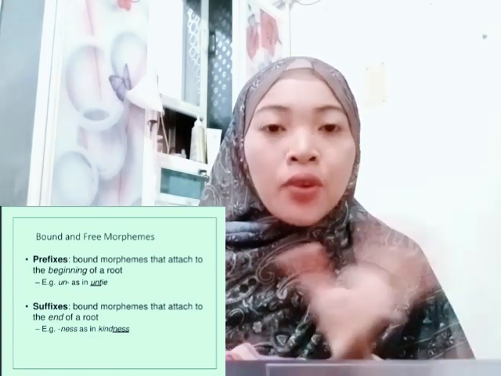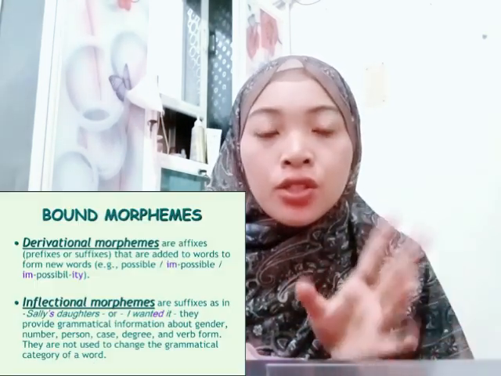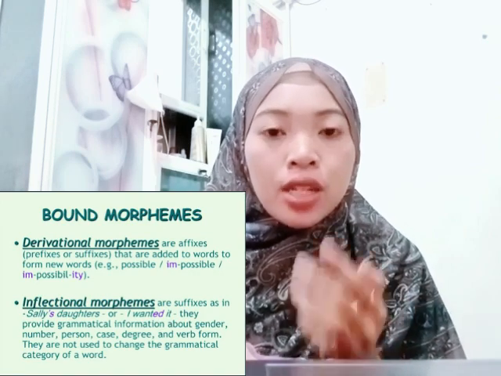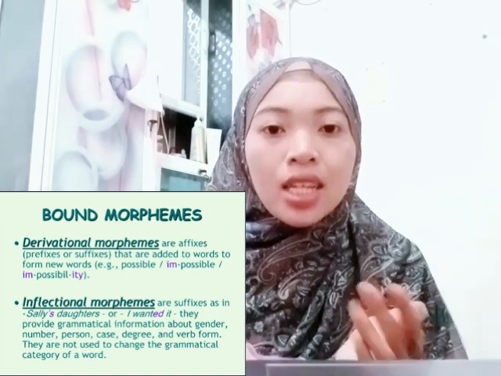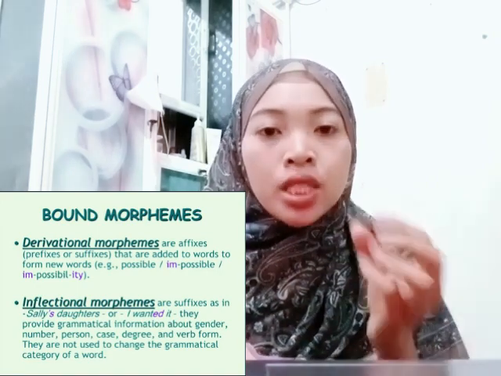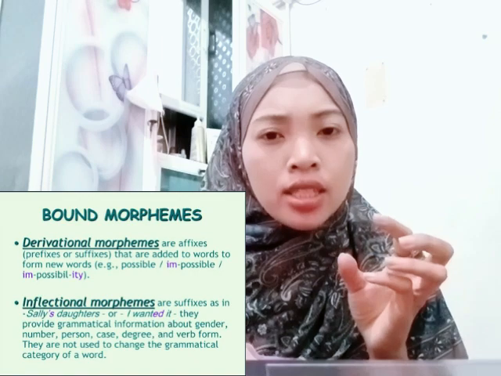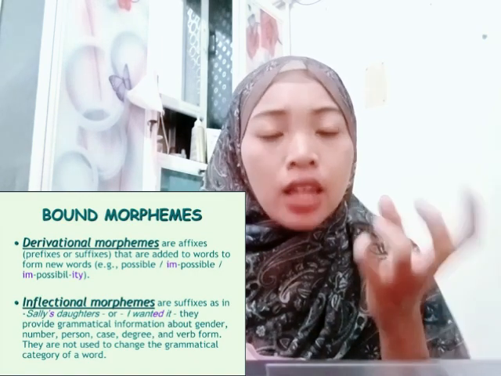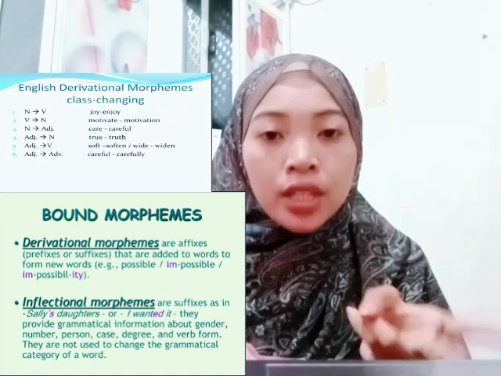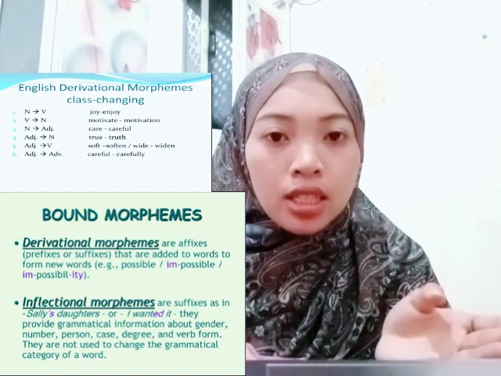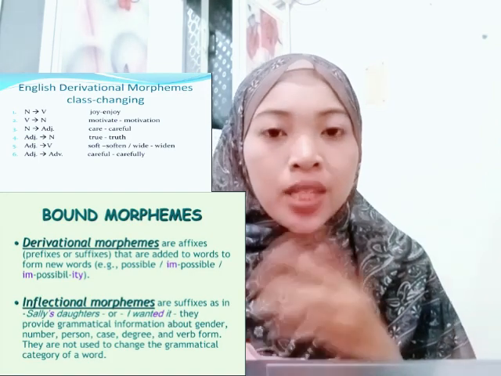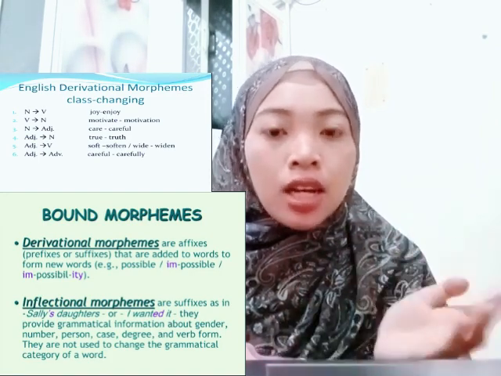Next, bound morphemes are also divided into two types. The first one is derivational morphemes and the second is inflectional morphemes. Derivational morphemes create new words and sometimes change the grammatical category. For example, teach, which is a verb, becomes teacher, which is a noun. Happy, which is an adjective, becomes happiness, which is a noun.